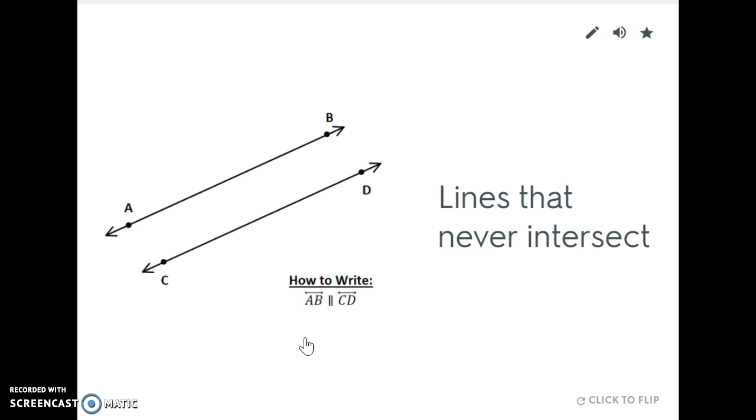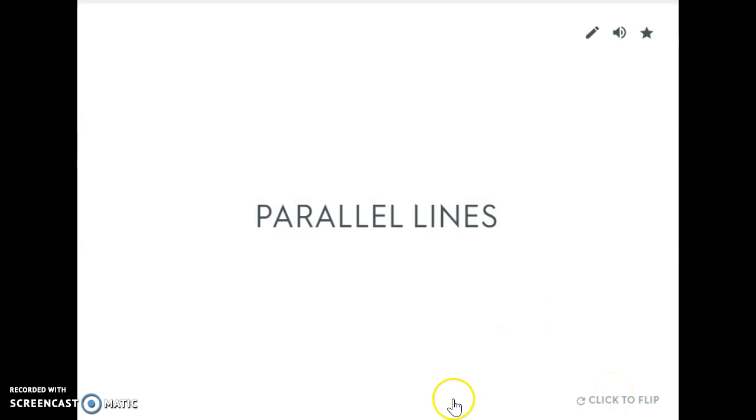The other thing that should be on here and is not is that there should be triangles or arrows on here depicting that those lines are parallel. So parallel lines never intersect.